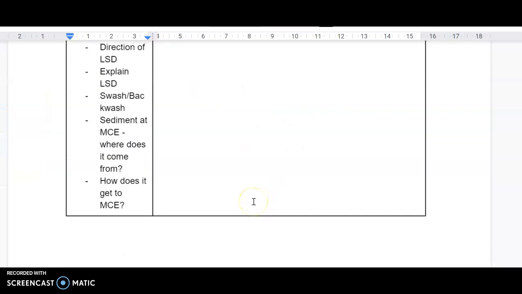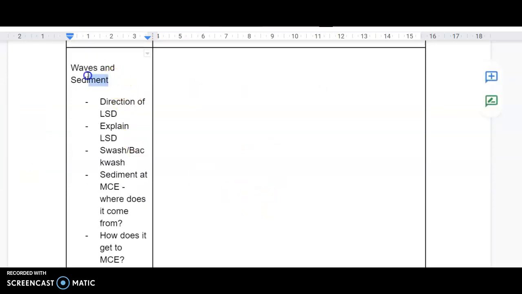The second one is waves and sediment. So how do waves and sediment interact? Here we're going to be looking at the process of longshore drift and the process of swash and backwash. The swash transports sediment up onto the beach, and then the backwash transports that sediment back out into the breaker zone and into that area where the longshore drift and littoral current exists.